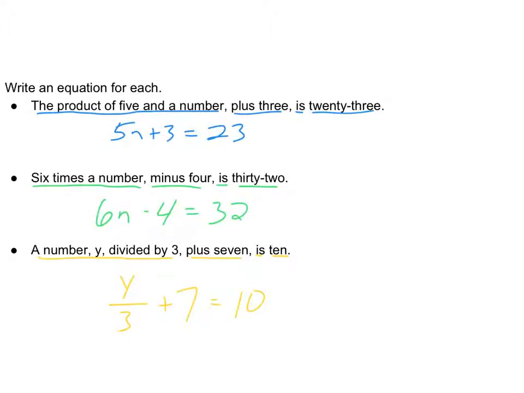So for the first one, the product of 5 and a number plus 3 is 23. We should have gotten 5n plus 3 equals 23. For the second one, 6 times a number minus 4 is 32. We should have had 6n minus 4 equals 32. For the last one, a number y divided by 3 plus 7 is 10. We would say y divided by 3 plus 7 equals 10.